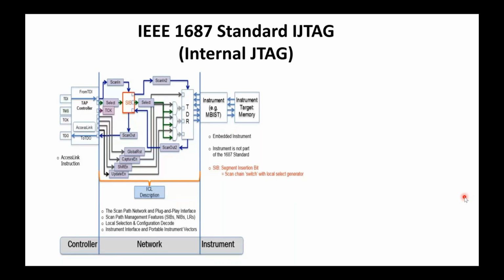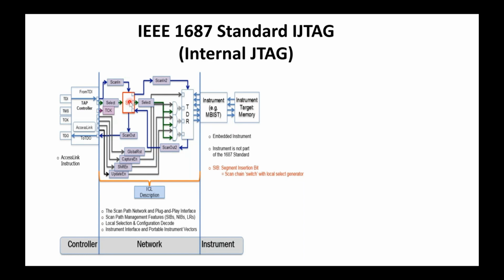But here in IJTAG, we will have another additional component called the SIB. The value from the TDI will be written to the TDR through the SIB. SIB stands for segment insertion bit. It acts as a switch. So the data from TDI will be written into the TDR through the SIB.